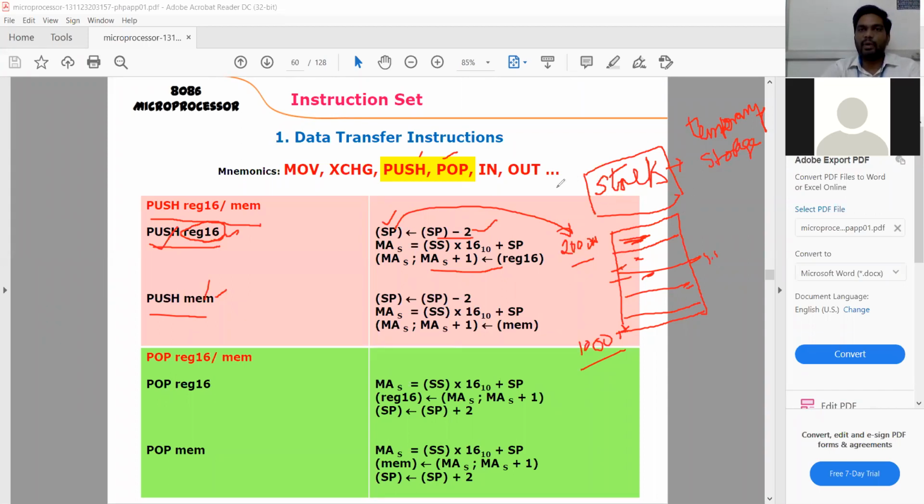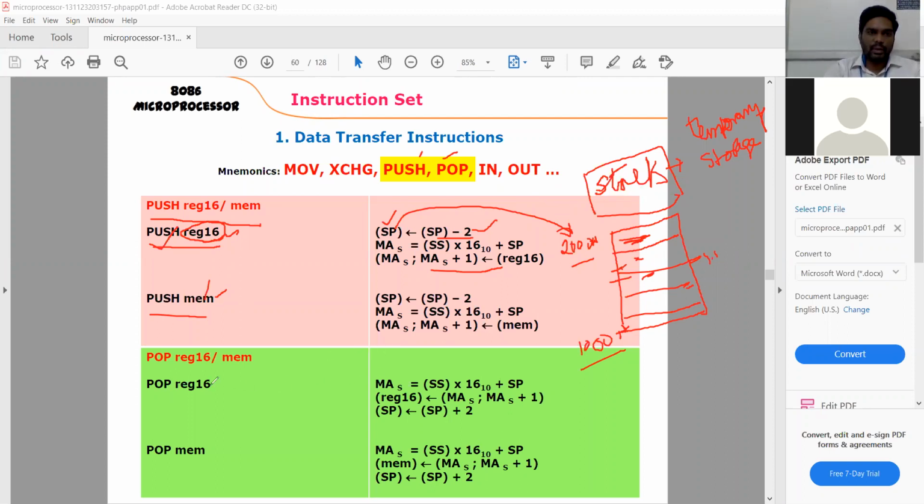While performing different arithmetic and logical operations, some data has to be repeatedly used. That particular data which has to be repeatedly used in a particular operation will be temporarily stored in a particular location, which is called the stack.